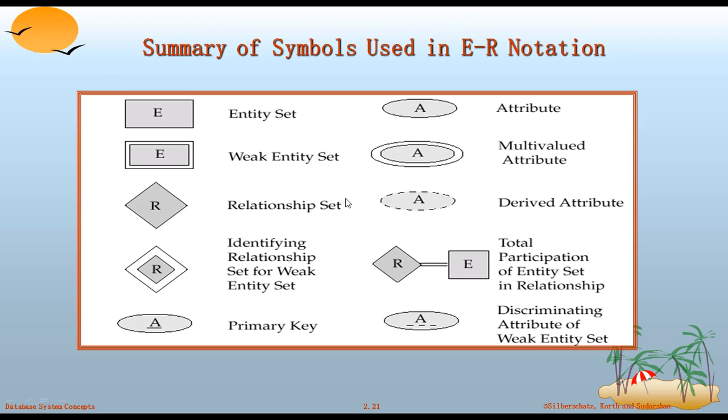So, a summary of symbols. What we have seen already: entity sets are represented by a rectangle, weak entity sets by a double line rectangle, relationship sets by a diamond, and identifying relationship sets of weak entity sets by a double line diamond. The primary key is underlined; attributes are ellipses, multivalued attributes are double line ellipses, and derived attributes are dashed ellipses. Total participation is identified by a double line, and the discriminating attribute of a weak entity set is shown by a dashed underline.